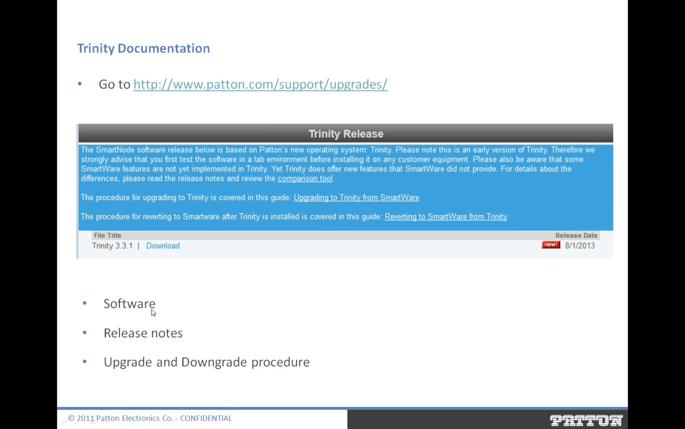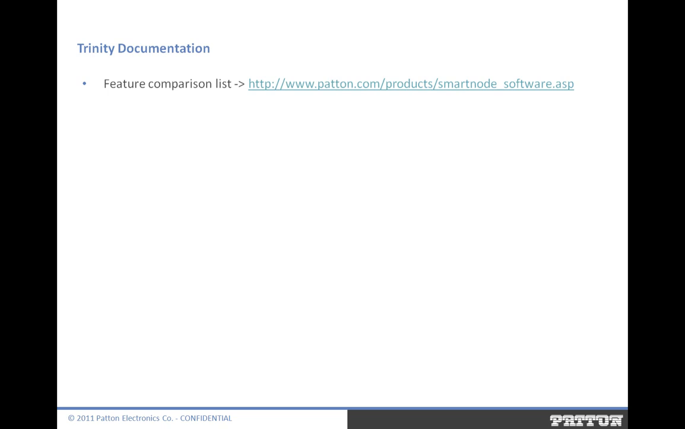Good. As I said, software is here, it's downloadable. Then the release notes, that's something we're going to add here as well. So once the new release in October is out, you will also find release notes giving you the delta between the 3.3.1 release and the new release coming in October. And also, as mentioned, the upgrade and downgrade procedure, it's all here.